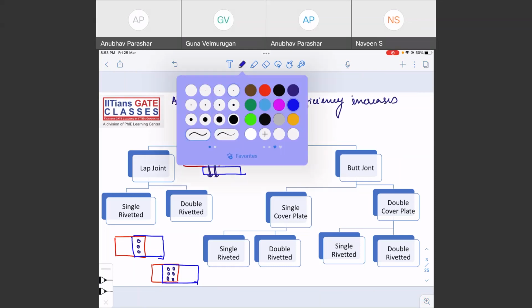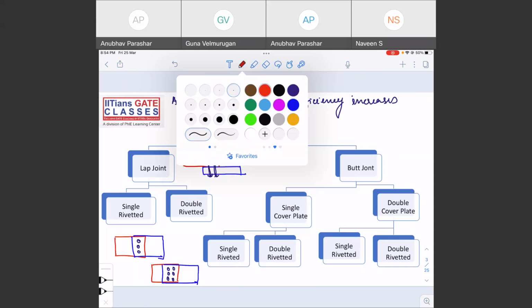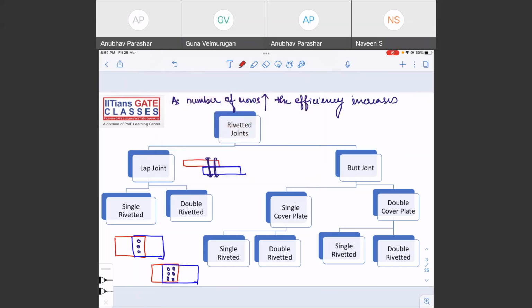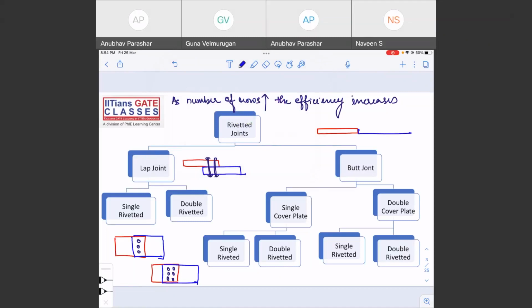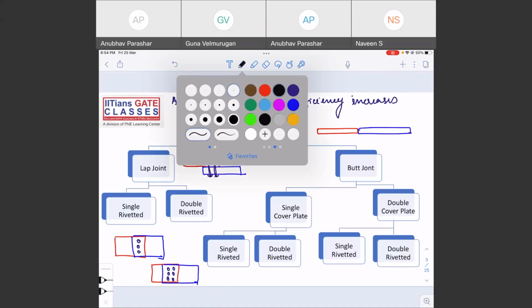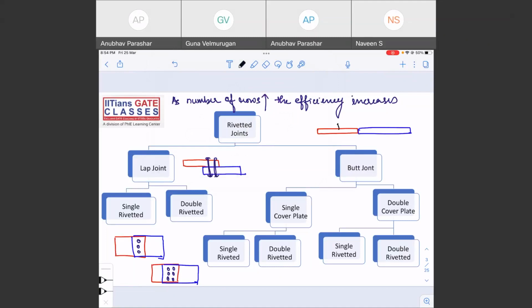Okay, now let us come to butt joint. Right, so what is a butt joint? A butt joint is something like this. Now I'm showing you the side view. This is one plate. The other plate is kept by the side of the first plate, and we are going to use cover plates on the top of this. This is a cover plate, right?